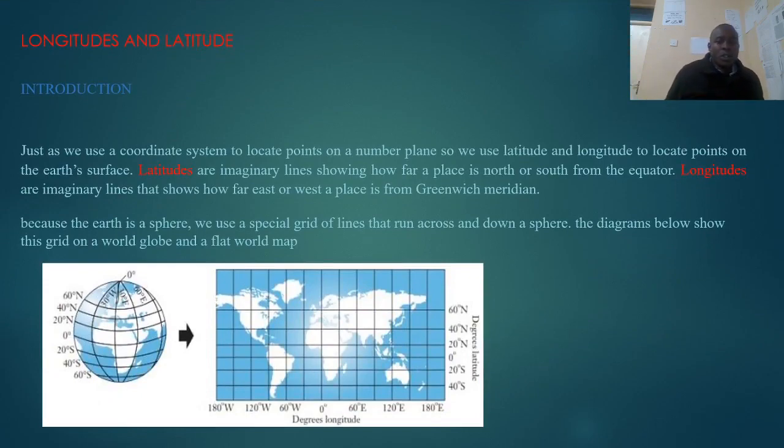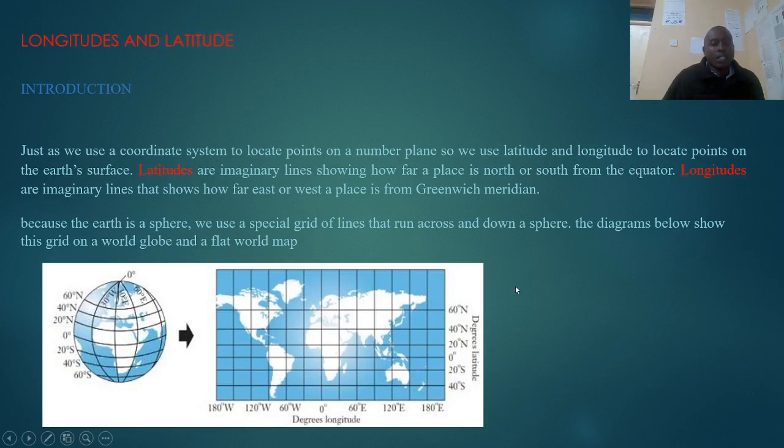Welcome to a new topic, longitudes and latitudes. Just as we use a coordinate system to locate points on a Cartesian plane, it's the same way we use latitude and longitude to locate points on the Earth's surface.